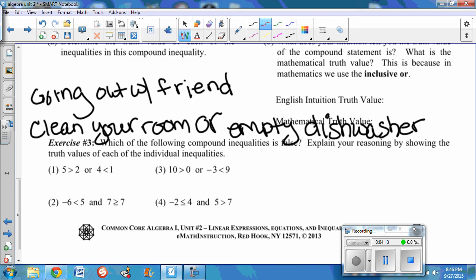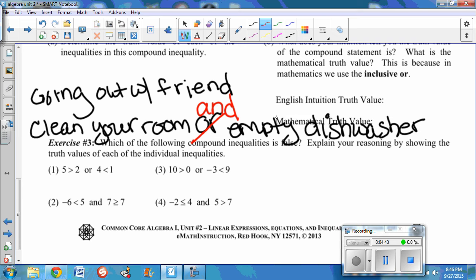So now let's change one word there. Same idea, going out with your friend. And now, what if your mom says "and"? In order to go out with your friend, you have to clean your room and empty the dishwasher. So you're like, all right, sure, I'll clean my room, but I really don't want to empty the dishwasher. Are you going to be able to go out with your friend? No, you can't. You didn't satisfy both pieces of the deal.